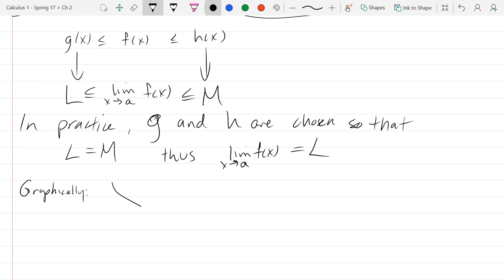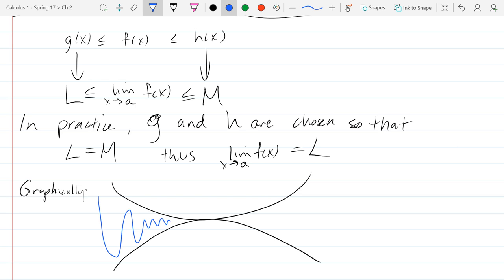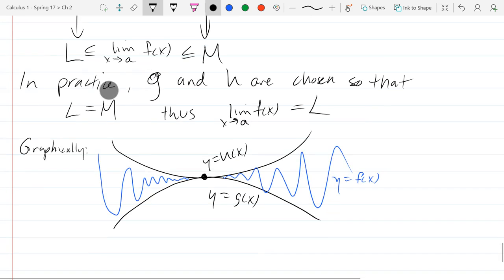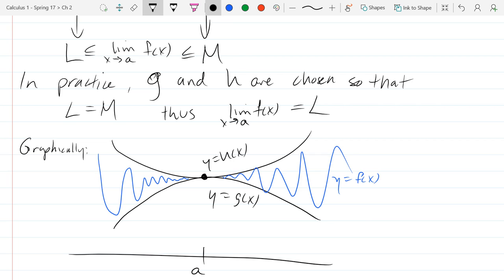you have some nice functions, some big function and some small function, but you have this crazy function in between that maybe goes like this right here. But you know it's always between these other two functions. So this right here is our crazy function. Our top function is the big one, h, and our bottom function will be the little one, g. And then, of course, that point right there is your a value. So then you can say, oh, the limit has to be squeezed in between those two functions.